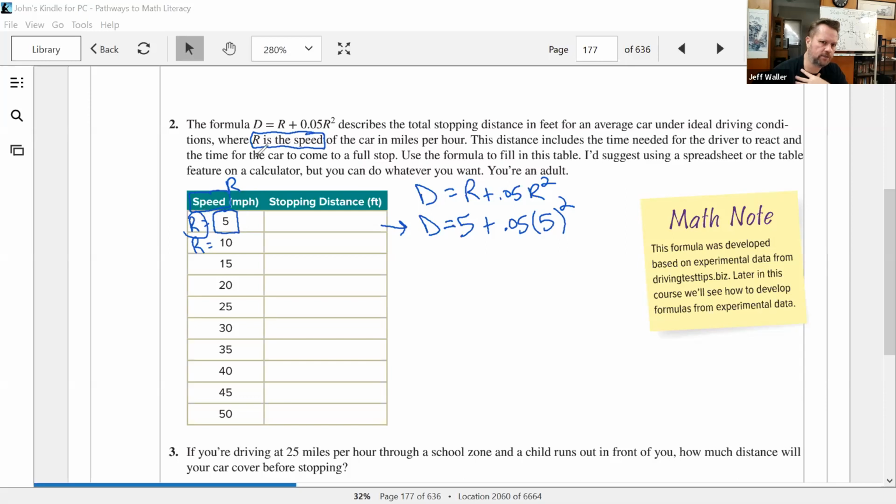How do I know it tells me R? Because R is the speed and the first column are speeds. So the first row says R is 5. I can then take this formula and replace R with 5. And again, what's the purpose of a formula? It says, if I only knew this, I would know this. And then the table says, all right, now I know R is 5. All right, sweet. I could throw that in, and then I could figure this out.